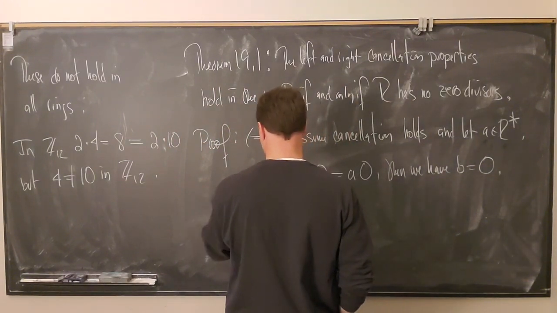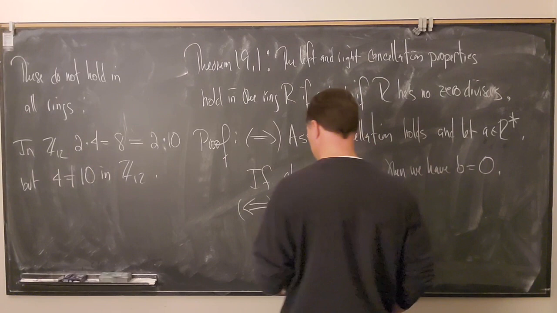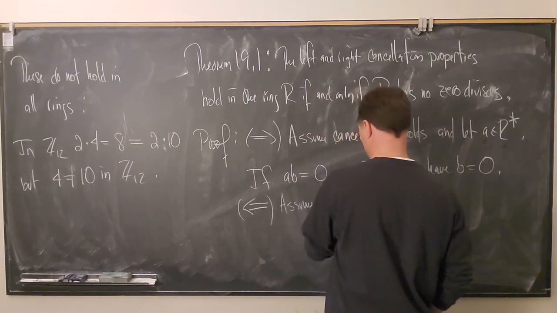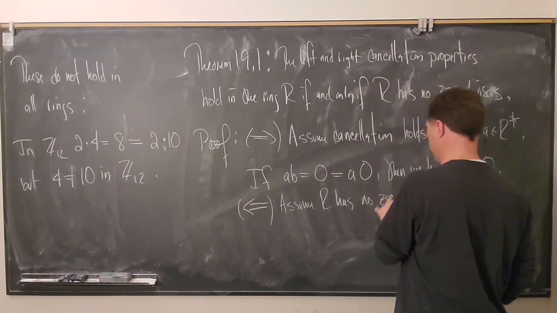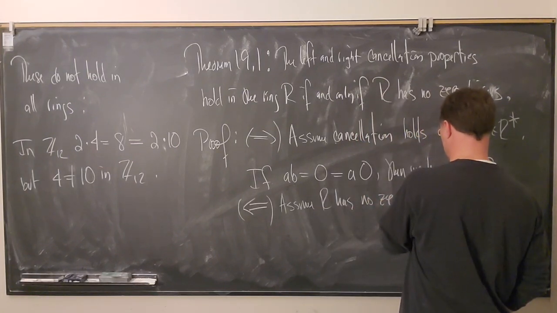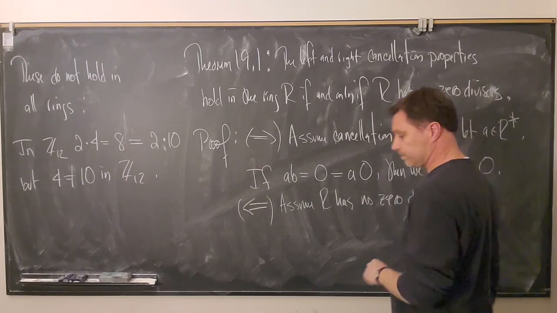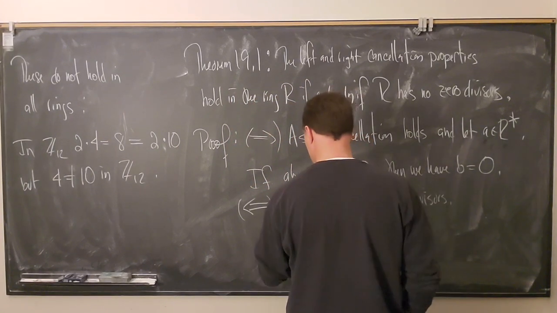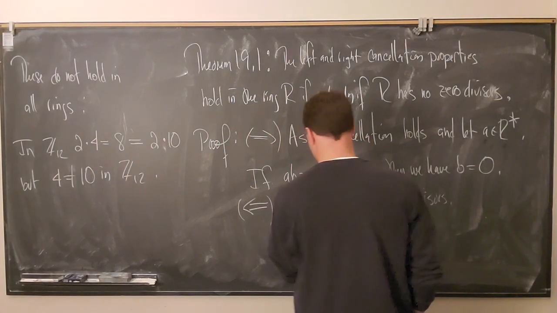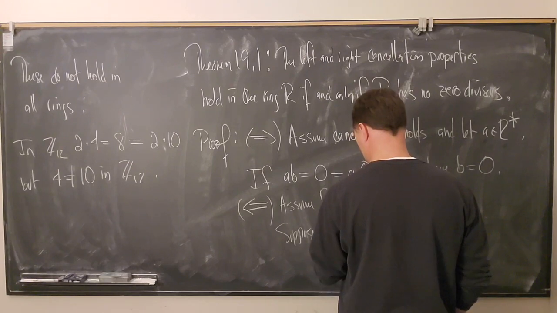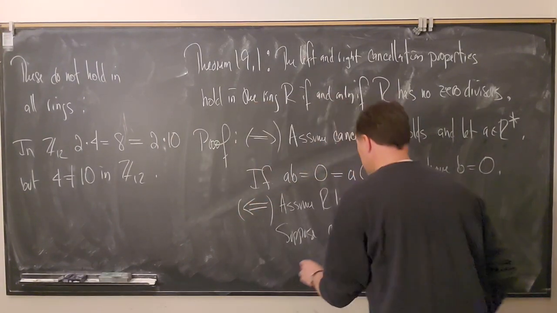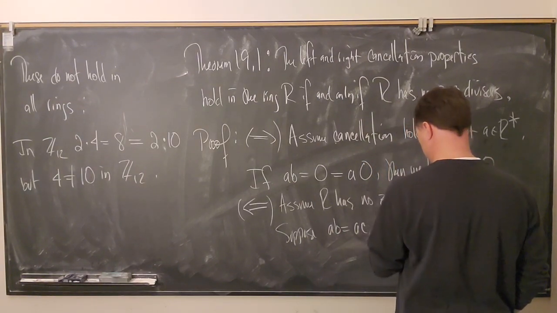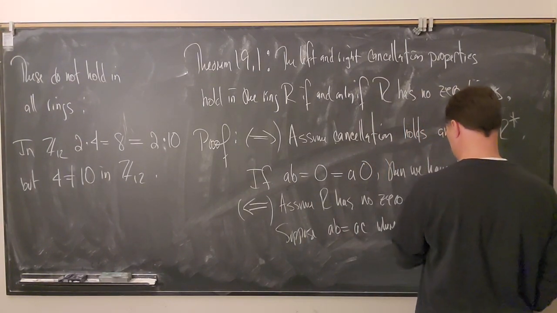Okay, so now in the reverse direction, we're going to assume that R has no zero divisors. So now I need to show that the cancellation rules hold. So suppose AB is equal to AC, where A is not equal to 0.